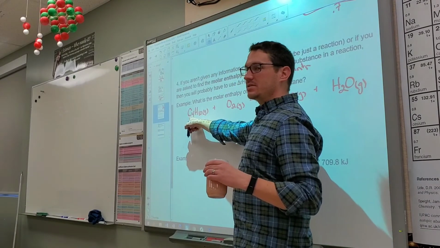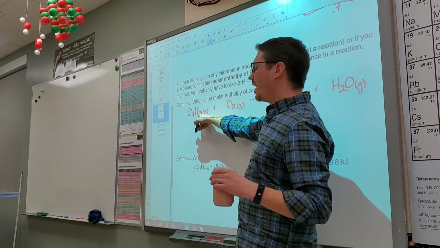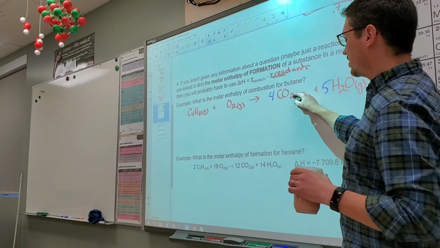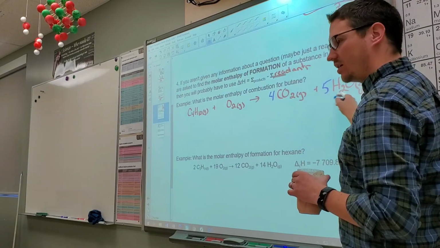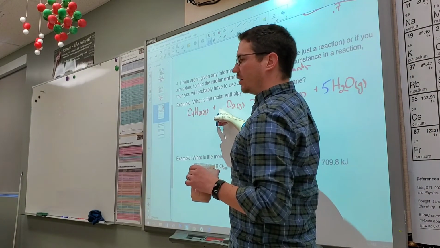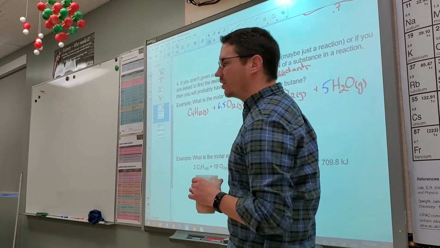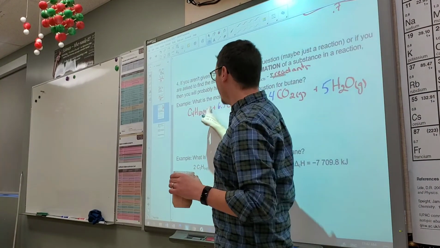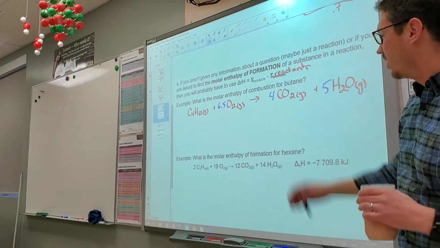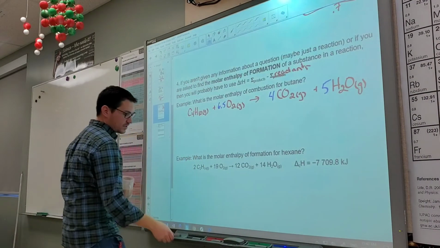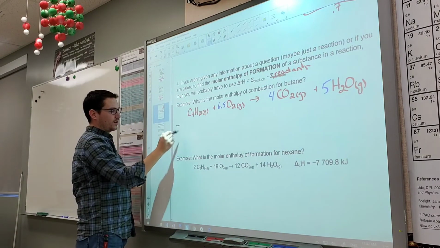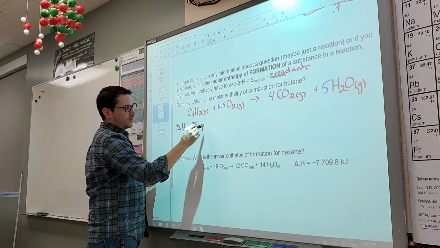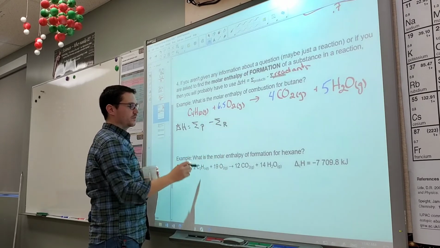Okay, 4 carbons, 10 hydrogens, so what do I have to put here? 5. So I have 4 times 2 is 8 oxygens, plus 5, so that's 13 oxygens, right? So what could I put here? You could put 6.5, or you could put 13 over 2, or you could double everything, and the 6.5 turns into 13, right? So that's fine. So now, if we want to calculate the enthalpy of this reaction, the enthalpy of this reaction is going to be the sum of the enthalpy of the products minus the enthalpy of the reactants.